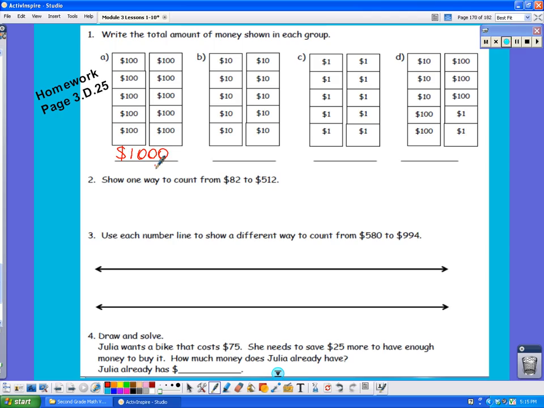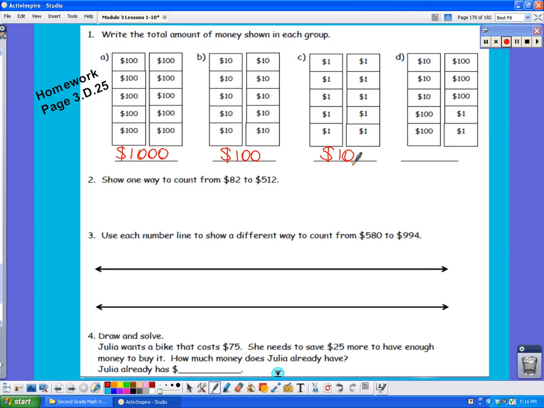As you can see, there's only $10 bills in each box. So let's count by tens. 10, 20, 30, 40, 50, 60, 70, 80, 90, 100. So there's $100 in letter B. Letter C, there are only $1 bills in each box, so let's count by ones. 1, 2, 3, 4, 5, 6, 7, 8, 9, 10. We have $10 in group C.